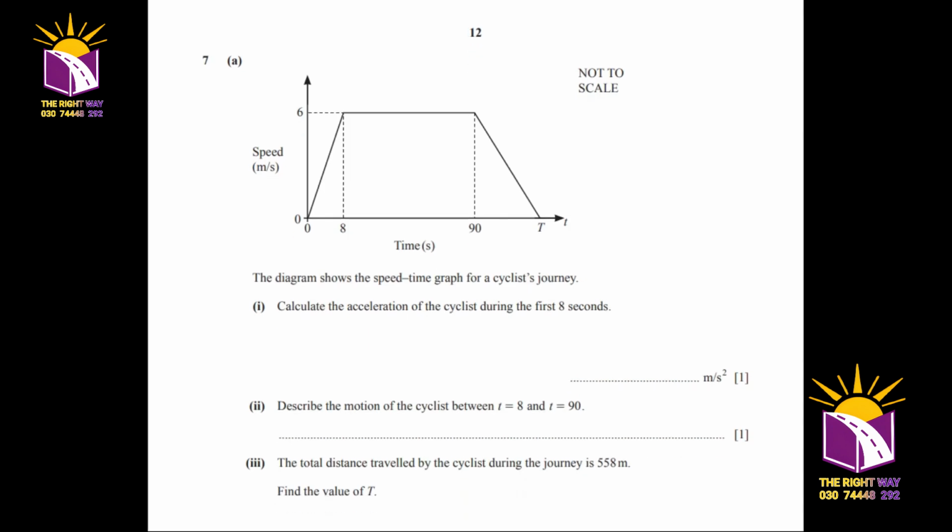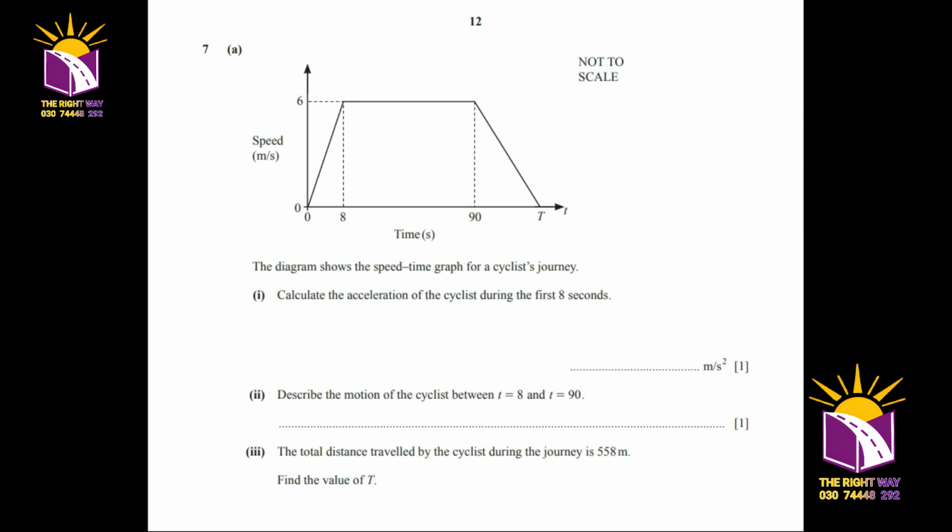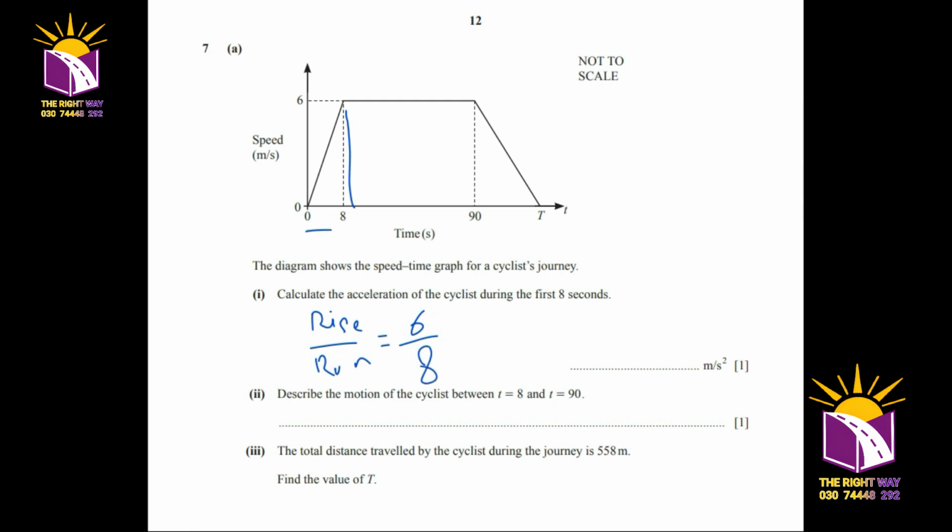Question number 7. The diagram shows the speed time graph for the cyclist's journey. Calculate the acceleration of the cyclist during the first 8 seconds. For the acceleration, we know that from the speed time graph, the slope of the speed time graph gives us the acceleration. So I am going to find rise over run. Rise over run will be equal to rise is 6 and run is 8. Then 6 by 8 will be equal to 3 by 4 or 0.75 meter per second square.